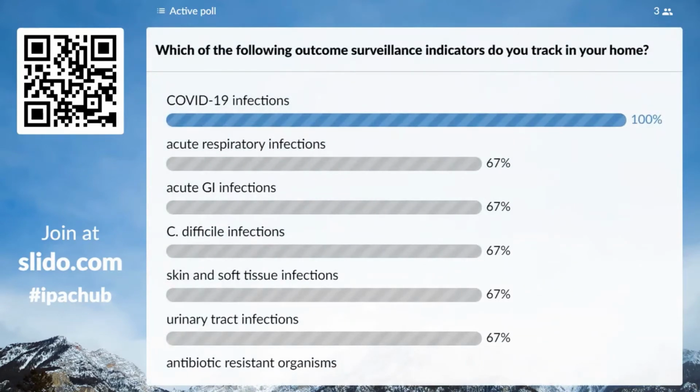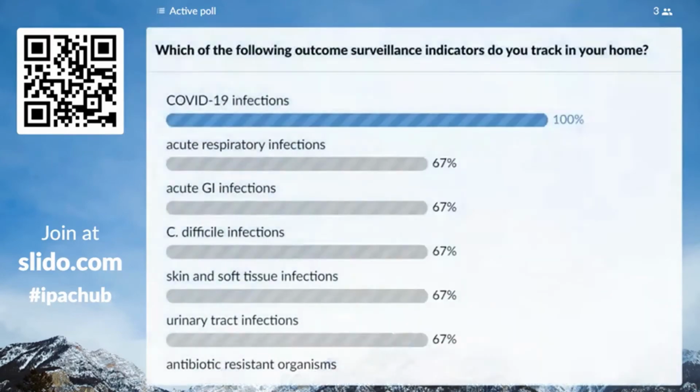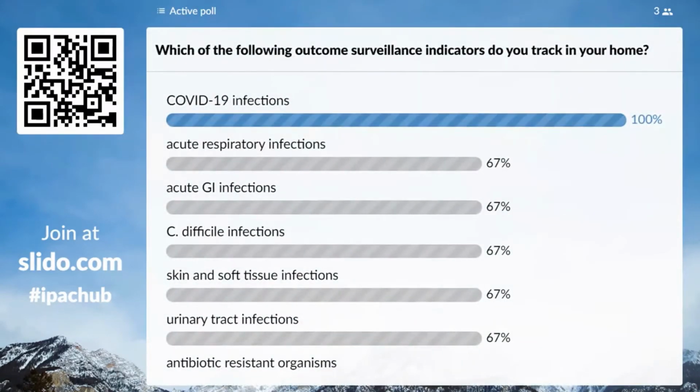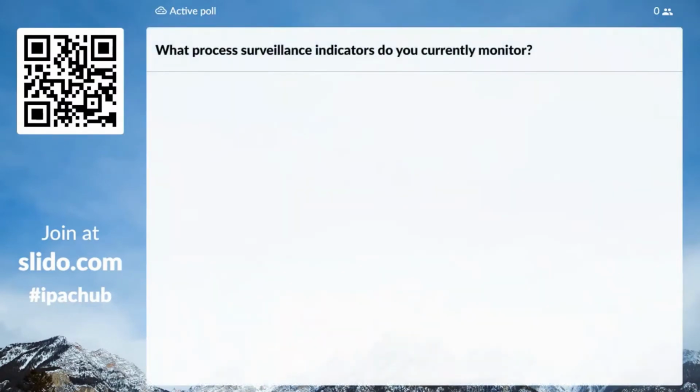All right, looks like everyone's looking for COVID, of course, and a lot of you are looking for acute respiratory infections, acute GI infections. Okay, great. So we're going to do the same for process surveillance. So we're going to start with a word cloud just to get you thinking about your process surveillance indicators in your home. But what process surveillance indicators do you currently monitor? So for process surveillance, we're thinking auditing and all of the steps that you take to protect residents' health.